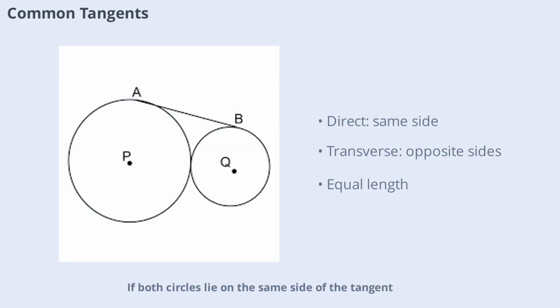If both circles lie on the same side of the tangent, it's a direct common tangent. If they lie on opposite sides, it's a transverse common tangent. Only 2 of each type can be drawn between 2 circles, and both are equal in length. This property is useful in constructions and proofs.